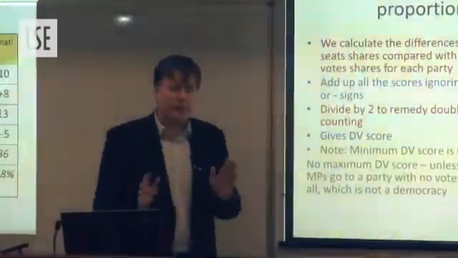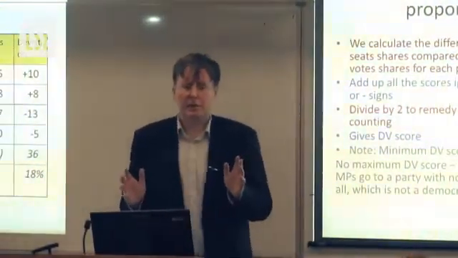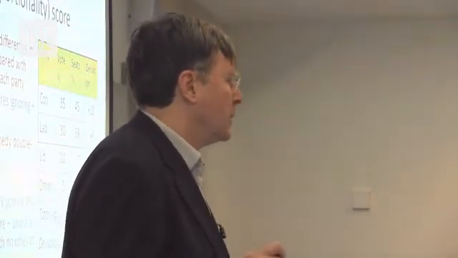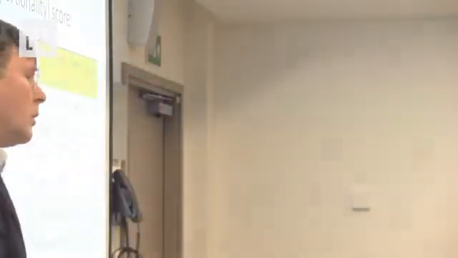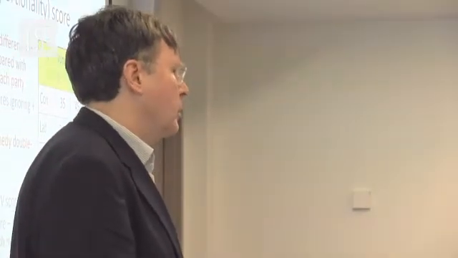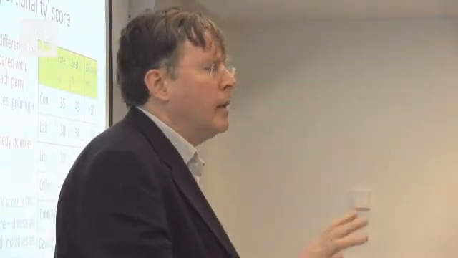Now, if we just added up positive and negative numbers, they would come to 0. So we don't do that. We add up positive and negative numbers as if they're all positive, and then we divide by 2. Okay, and that gives us a measure called deviation from proportionality. The higher this is, the worse your voting system is in terms of faithfully reproducing in seats terms what voters have voted for. All right? You can also think of the deviation from proportionality as being the proportion of MPs in Parliament who shouldn't be there, given their party's national share of the vote.